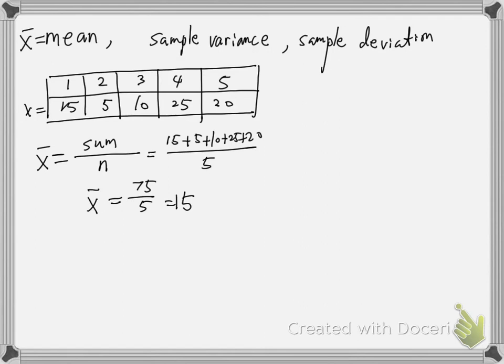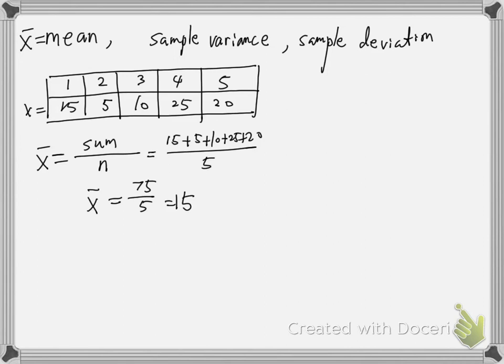So mean is the total of all given numbers. In this table, there are 5 numbers because we have 5 weeks, divided by how many numbers are in this second row. There are 5 numbers, so divide by 5. So the average is 15.